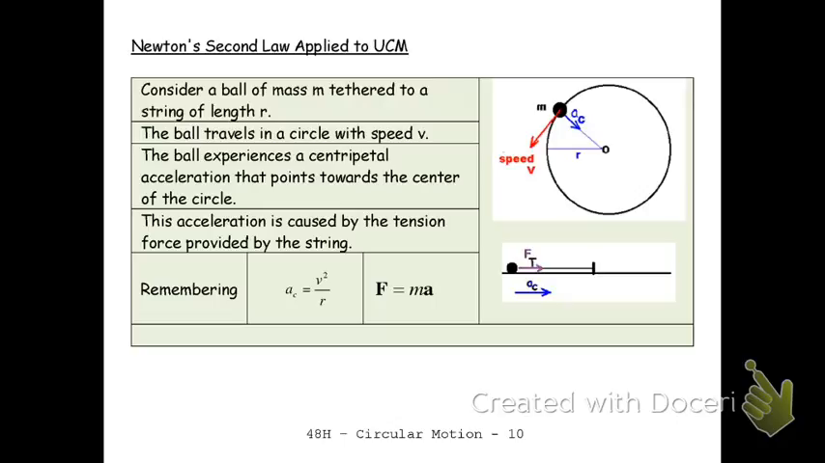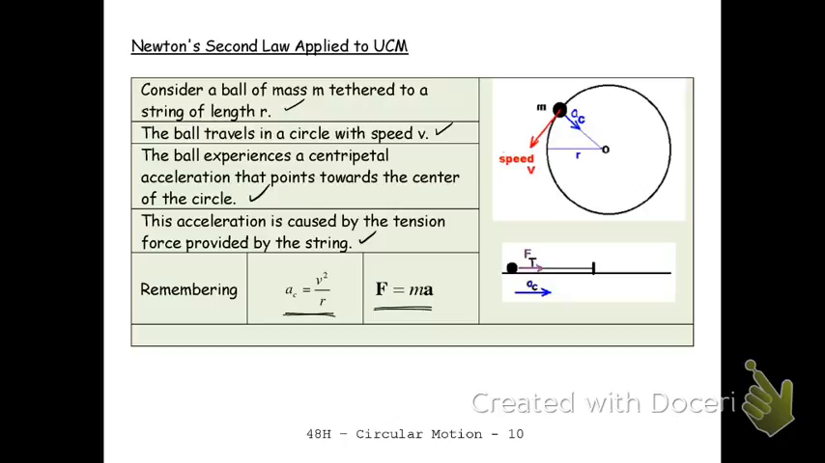So I consider a ball of mass m tethered, that means attached to a string of length r. The ball travels in a circle with speed v. The ball experiences a centripetal acceleration that points towards the center of the circle. The acceleration is caused by the tension providing the force. And there's two equations I need to be comfortable with: a_c equals v squared over r, and our old friend F equals ma.